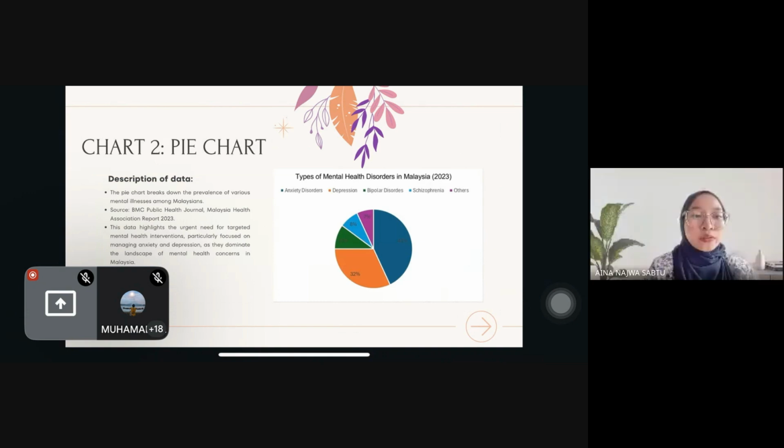All right, we move to the next chart, which is the pie chart. This pie chart visually illustrates the distribution of mental health disorders among nations in 2023. The chart is divided into 5 color segments, each representing a specific disorder and its percentage of total reported cases. Visually, the chart highlights that more than 3/4 of mental health issues fall under anxiety and depression, signaling a need for targeted mental health policy in this area.